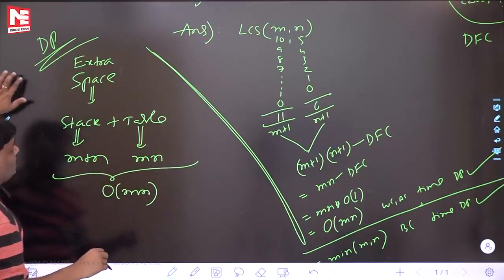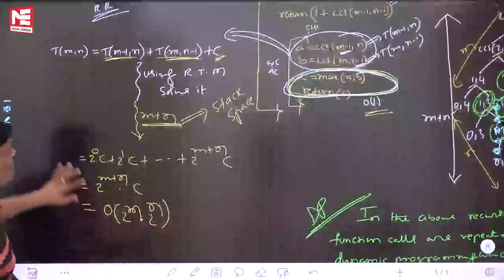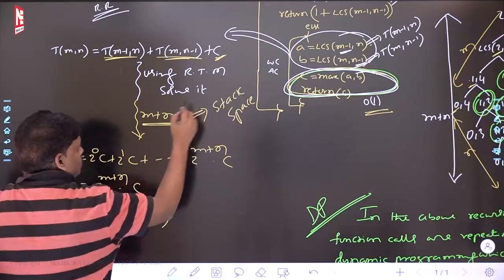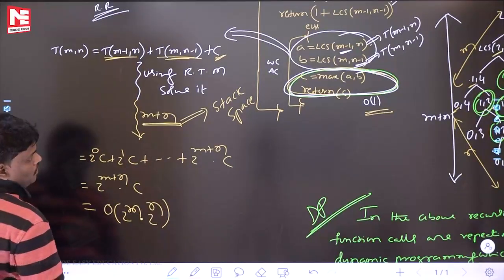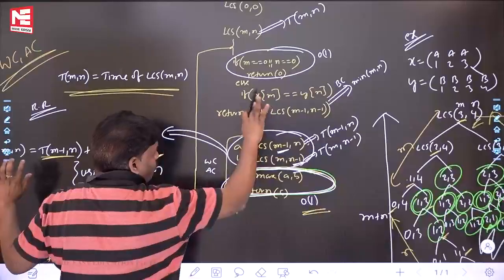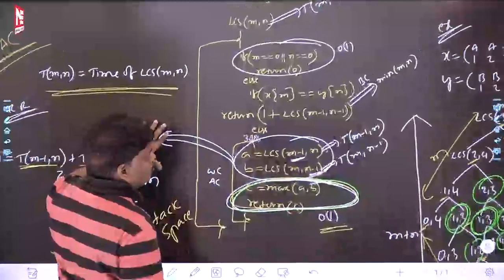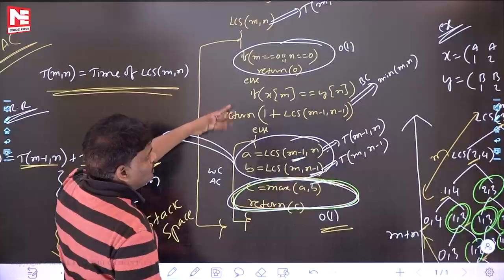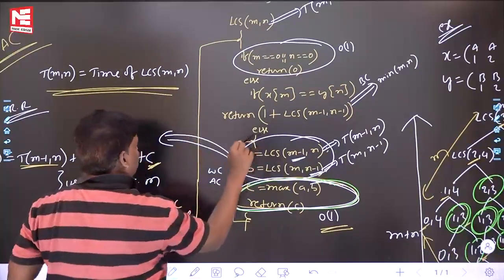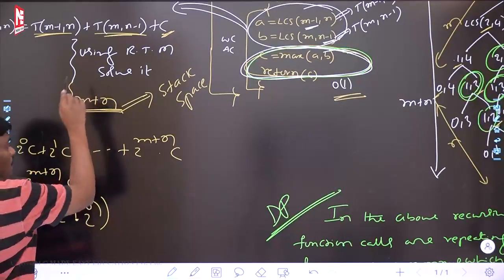With dynamic programming, extra space is mn. Without dynamic programming, what is the extra space? We have already written it. Extra space here is only stack space, so m plus n. Can you tell me whether the program I wrote is with dynamic programming or without? Without dynamic programming, because there is no concept of checking here. This is the normal brute force program, time complexity 2 power m into 2 power n. Stack space is m plus n.